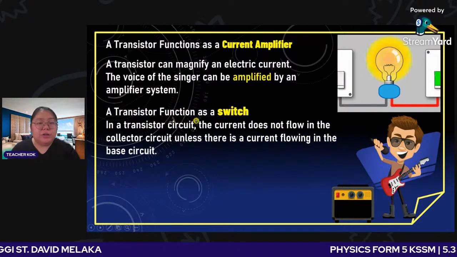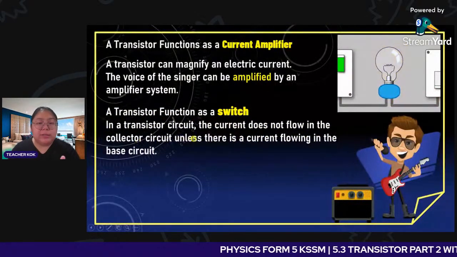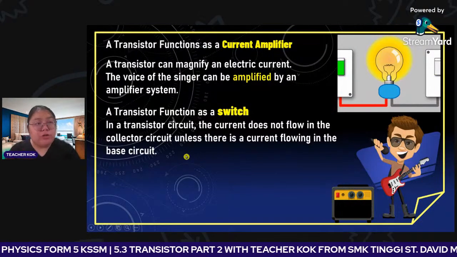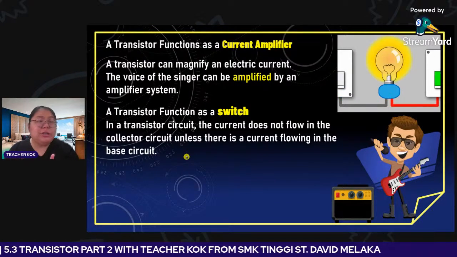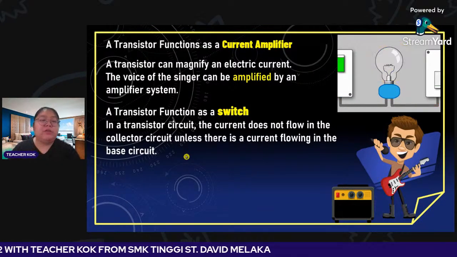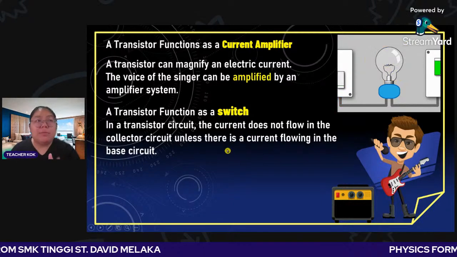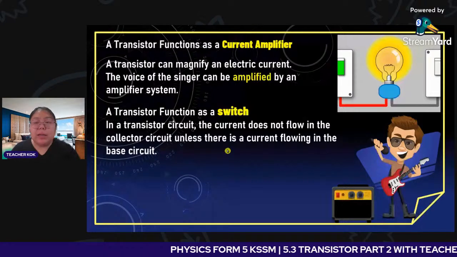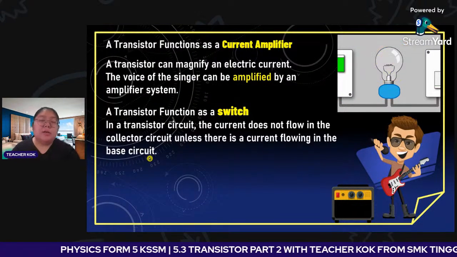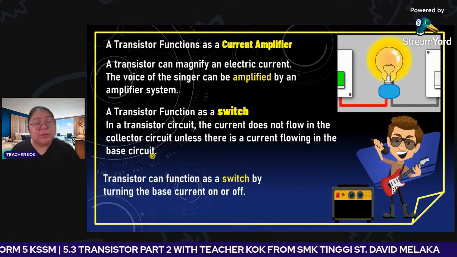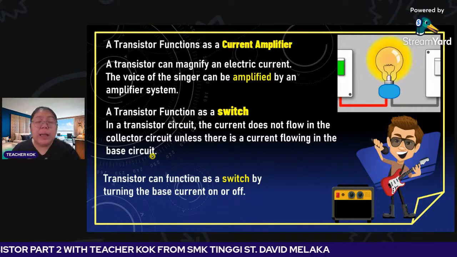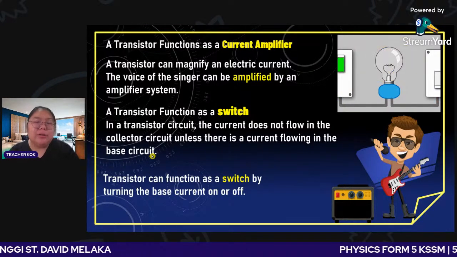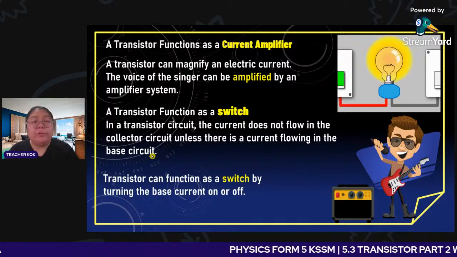A transistor also functions as a switch. In the transistor circuit, the current does not flow in the collector circuit. Remember, if you don't have any base current, the collector cannot function. So the current in the collector circuit must depend on the current in the base circuit. From here, we say the transistor can function as a switch, using the base current to switch on the collector current. So these are the two applications for the transistor.